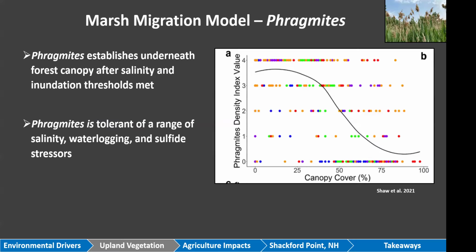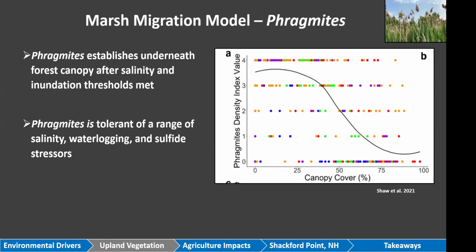And if you know anything about Phragmites, you know it is very stress tolerant. It can occupy a large gradient of salinity, waterlogging, and sulfide conditions. Typically, we see a lot of Phragmites in the Northeast on those edges of forests, on the upland edges of salt marshes. Additionally, there have been a couple of studies looking at the shade tolerance of Phragmites.